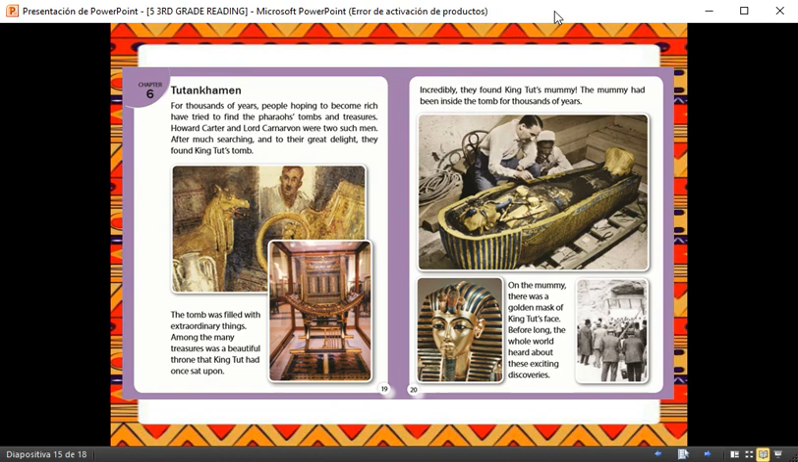The tomb was filled with extraordinary things. Among the many treasures was a beautiful throne that King Tut had once sat upon. Incredibly, they found King Tut's mummy. The mummy had been inside the tomb for thousands of years. On the mummy there was a golden mask of King Tut's face. Before long, the whole world heard about these exciting discoveries.